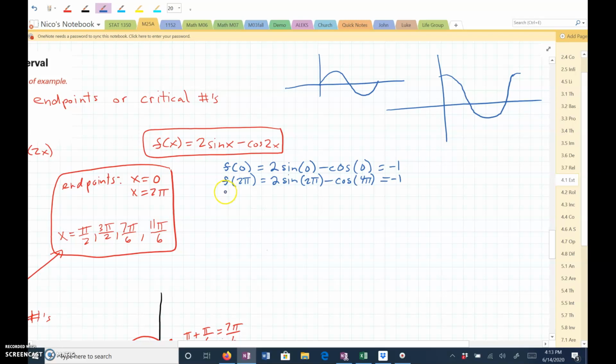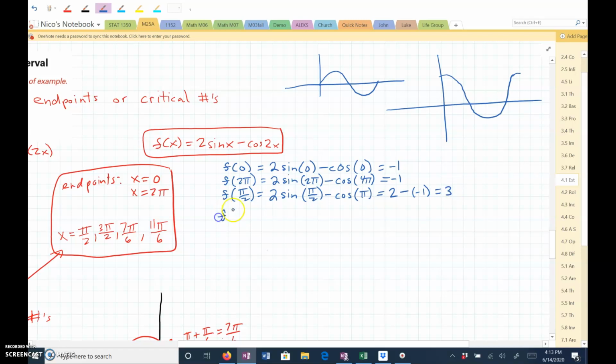F of pi halves is going to be 2 sine of pi halves minus cosine of pi halves times 2, which is pi. Sine of pi halves is 1, so 2 times 1 is 2, minus cosine of pi, which is negative 1. This is going to end up being 3.